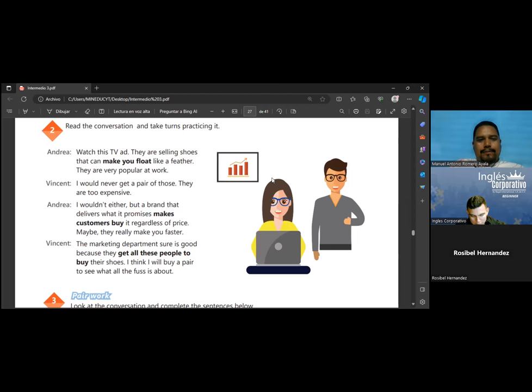Makes customers buy it regardless of price. Maybe they really make you faster. The marketing department sure is good because they get all these people to buy their shoes. I think I will buy a pair to see what all the fuss is about. Okay.